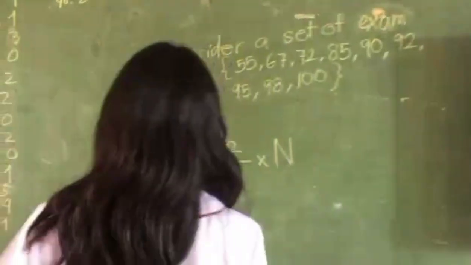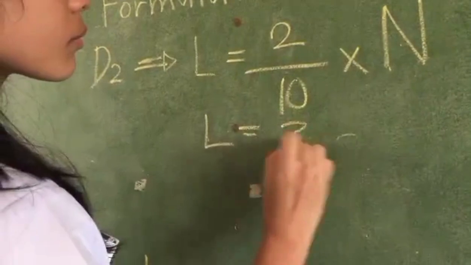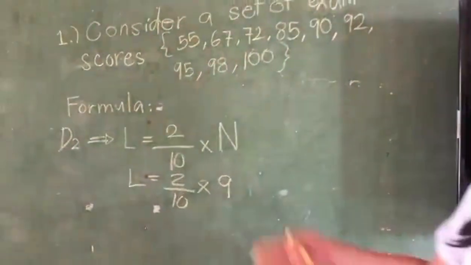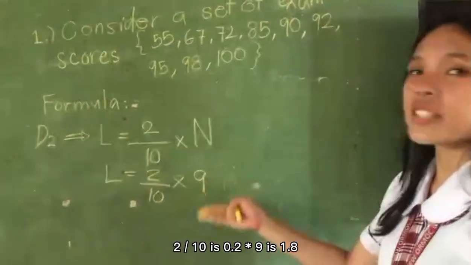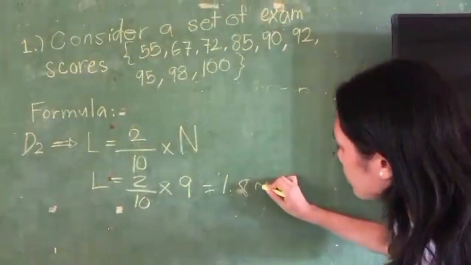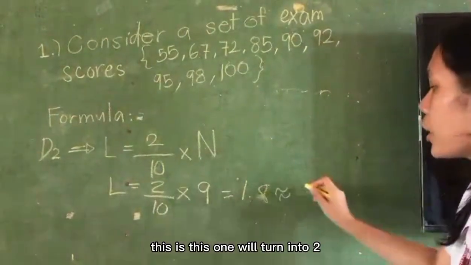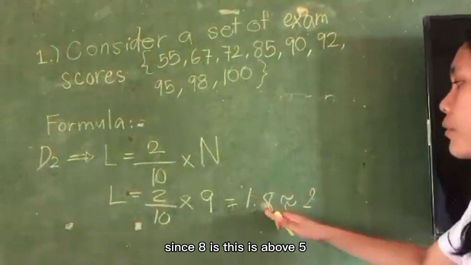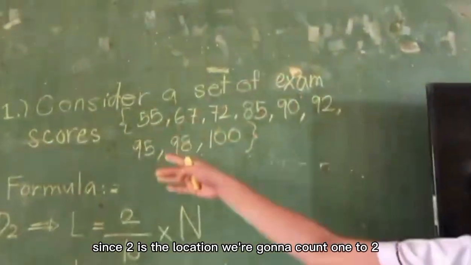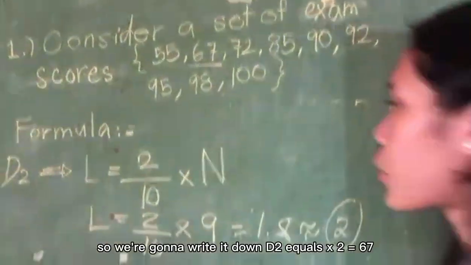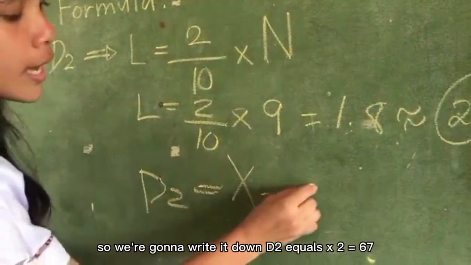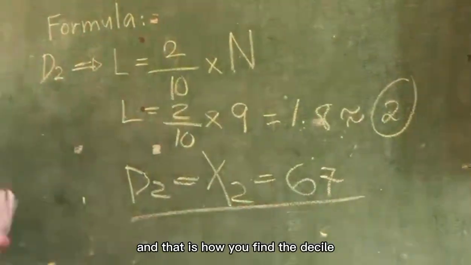Let's write it down. 2 divided by 10 is 0.2, times 9 is 1.8. You round this off. This 1 will turn into 2, since 8 is above 5, so we round off 1 into 2. Since 2 is the location, we count 1 to 2. So 1, 2, 67. So we write it down: D2 equals X2 equals 67. And that is how you find the decile.